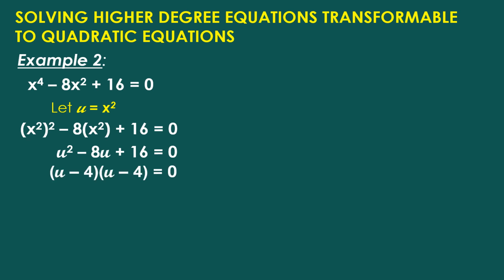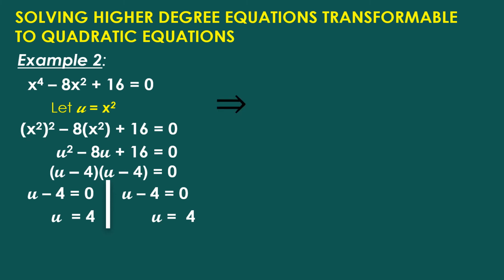The factors of u squared minus 8u plus 16 equals 0 are u minus 4 times u minus 4. Notice that negative 4 times negative 4 is 16, and negative 4 plus negative 4 is negative 8u. Now we have to equate and solve it. u minus 4 equals 0, and u minus 4 equals 0. Therefore, u equals 4.